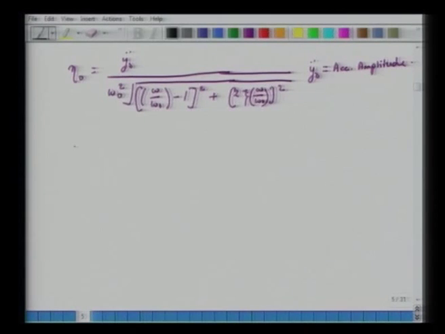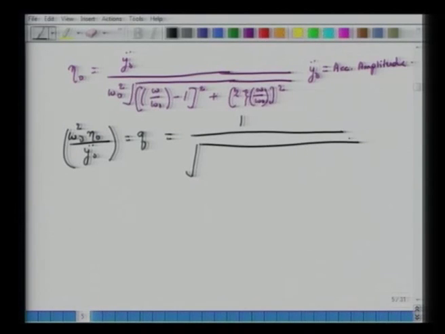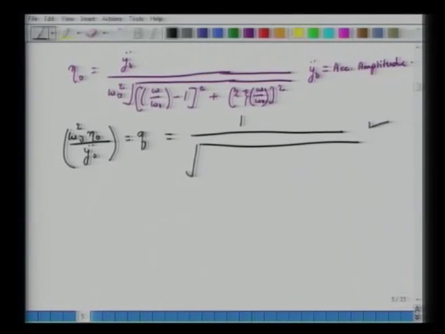So I can rearrange this equation in such a way that I get a term omega naught square divided by y naught double dot, and this I call q. A lot of people call this q as mobility. And the radical sign, the terms are the same. I don't have to repeat. So now if I plot this equation, q on the vertical axis versus normalized frequency, this is what I get.